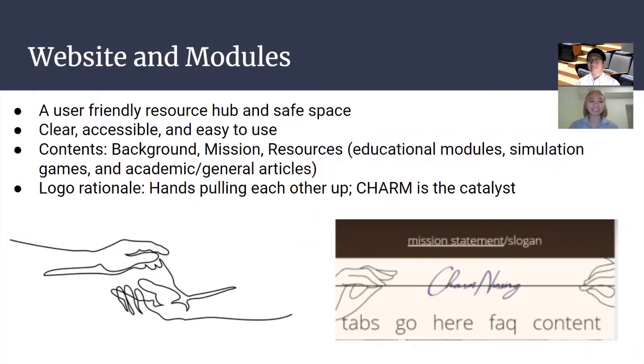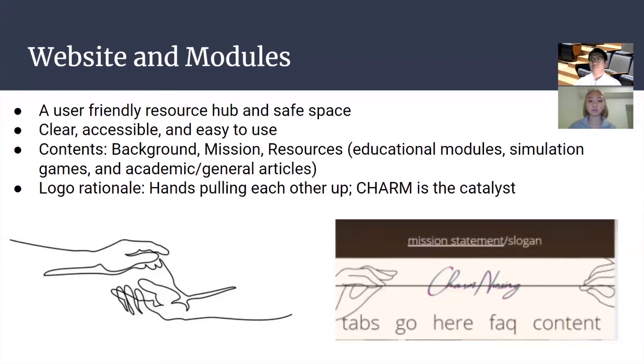Thanks, Jenny and Michaela. Next, we're going to talk about the website and the modules. Overall, our goal with the website is to create a resource hub and a safe space to learn about microaggressions and how to address them. The layout would be visually appealing and user-friendly to navigate. The homepage would include basic information like the background of the project with their mission statement, purpose, goals, and information on the team members. From the homepage, it would also be very clear and easy to access resources, such as the pre-learning modules and the virtual simulation games themselves.